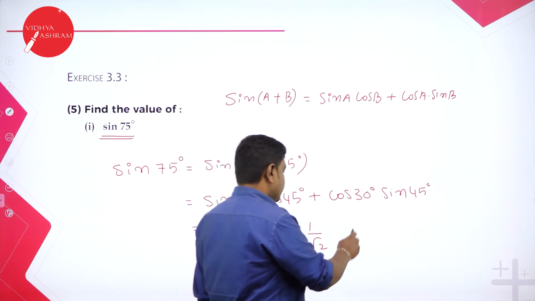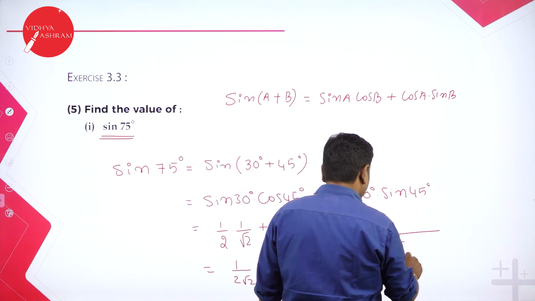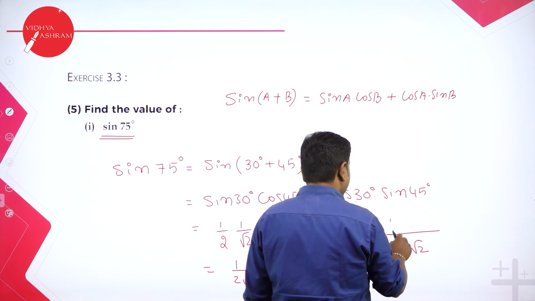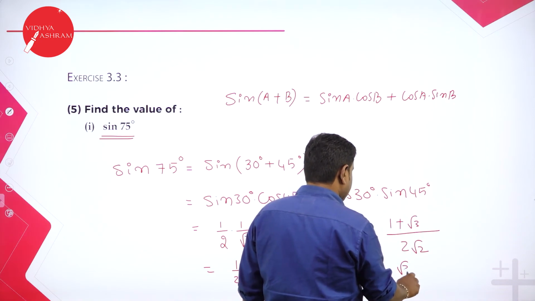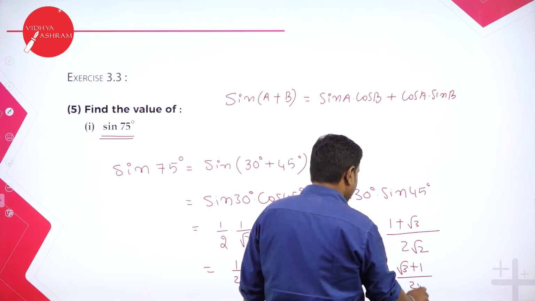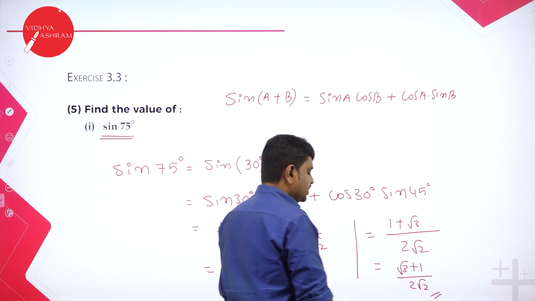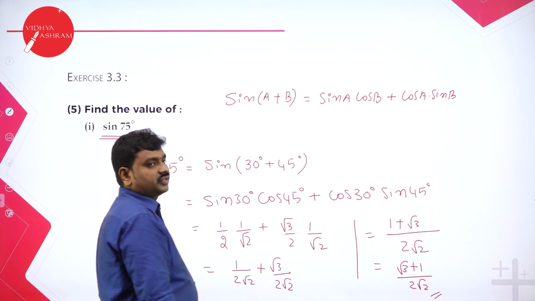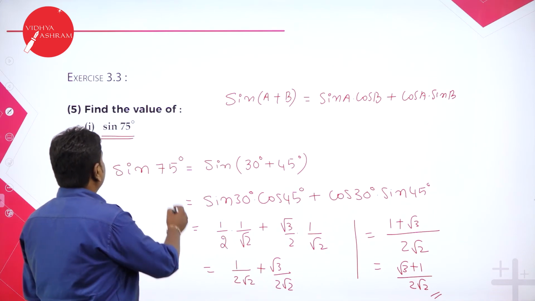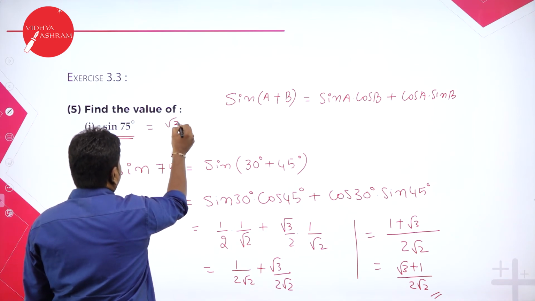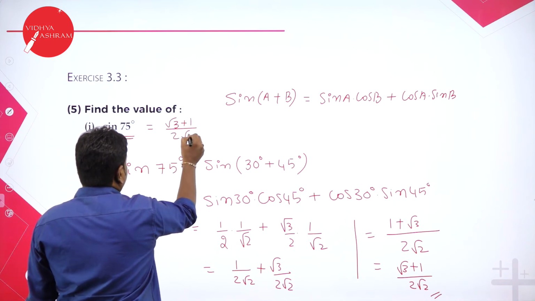Now if you take the LCM, so what is the LCM? 2 root 2. Now it will become 1 plus root 3 by 2 root 2. Or reverse it: can I write it as root 3 plus 1 by 2 root 2? So this is the value of sin 75. And remember this. So what is the sin 75 value? Root 3 plus 1 by 2 root 2. Finally we got root 3 plus 1 by 2 root 2.